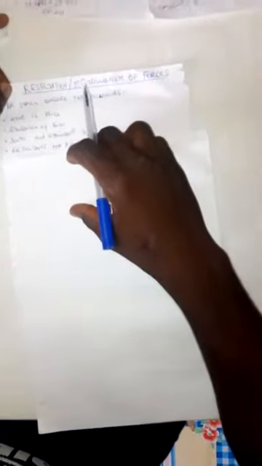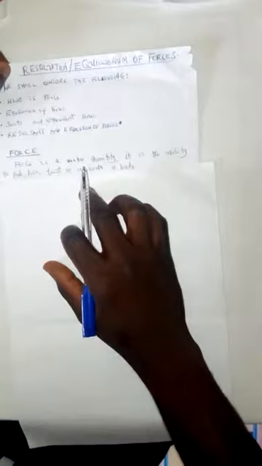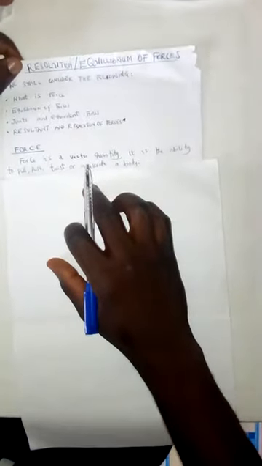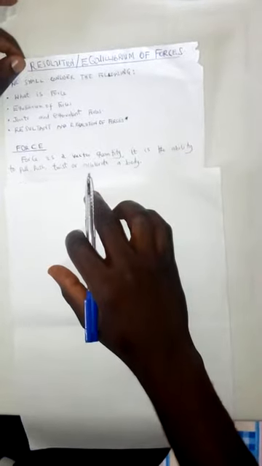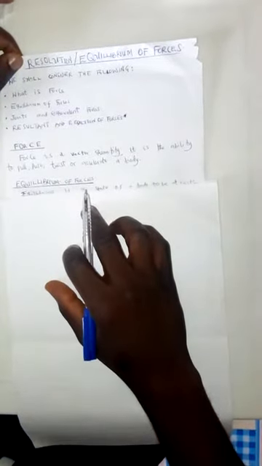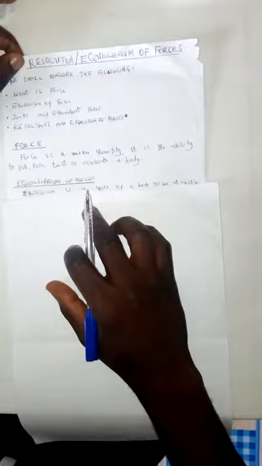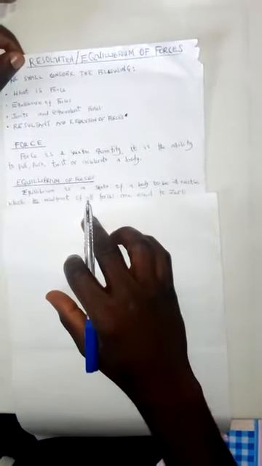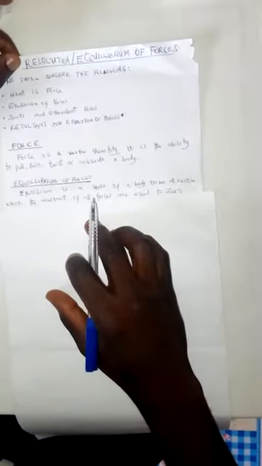So what is force? Force is a vector quantity. It is the ability to pull, push, twist, or accelerate a body. That leads us to equilibrium of forces. The equilibrium of forces states that the state of a body to be at rest is one in which the resultant of all forces is equal to zero.